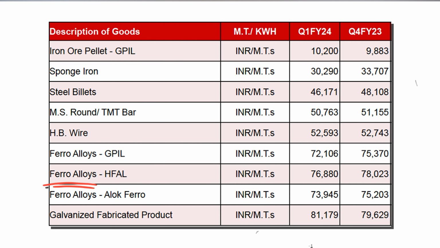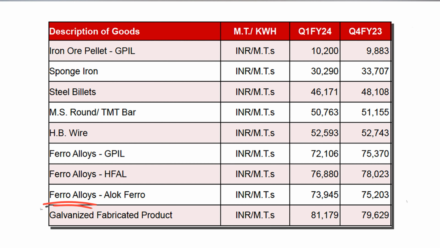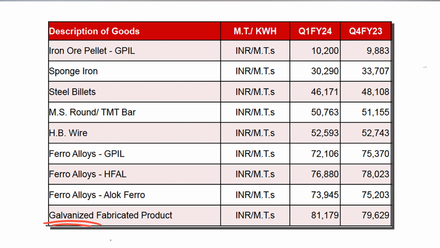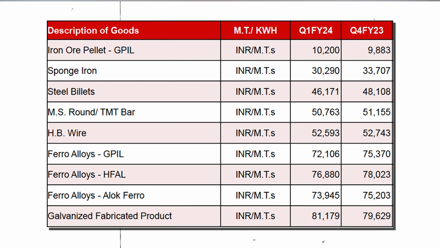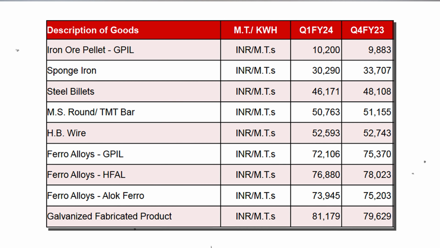We go to 73,000. And galvanized fabricated products. So galvanization is basically the use of zinc, right? And that goes up all the way to 80,000. So it gives us a very good idea of the product range and where these products are fitting into the chain, right? And that's why the pricing is according to what it is, right?